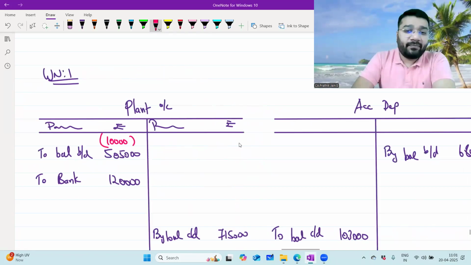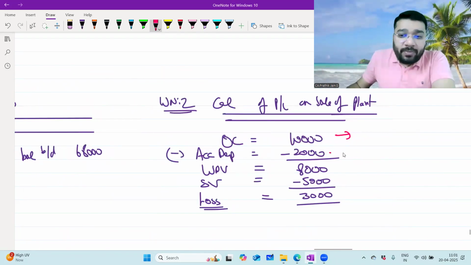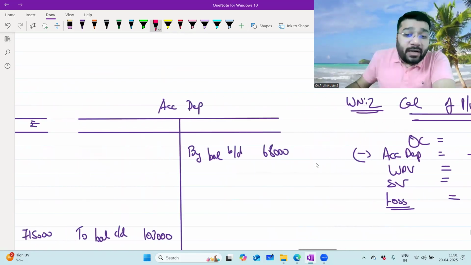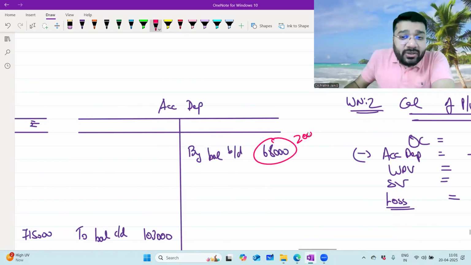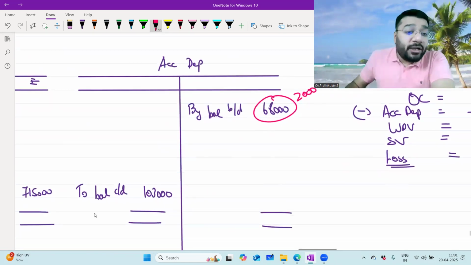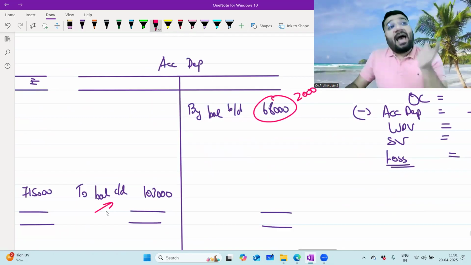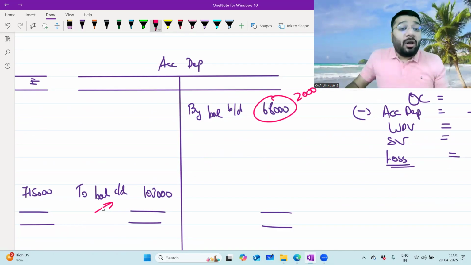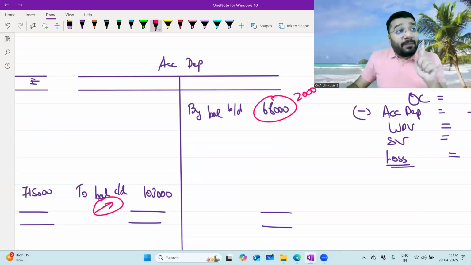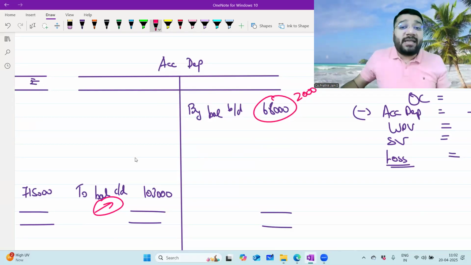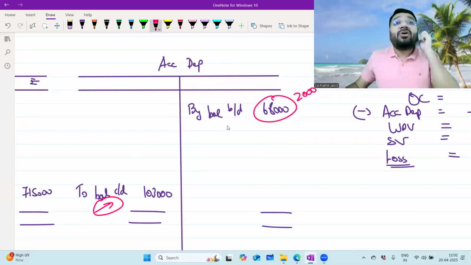This 2,000 rupees is where? In the accumulated depreciation account, included in this 68,000. If I don't exclude it, it will get included in your closing balance. Can I have the accumulated depreciation of the asset sold in the closing balance? No. Always the accumulated depreciation closing balance should have only that of assets still being used in the business. I need to eliminate 2,000 rupees.